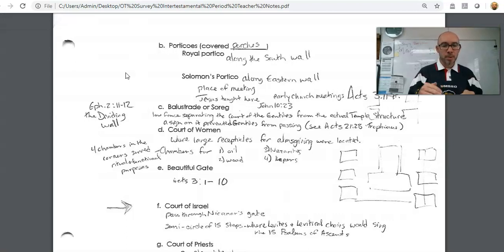There's a low fence separating the court of the Gentiles, where Gentiles could come and get close, from the actual temple structure where Jews could go in and bring sacrifices and their tithes and offerings and all that kind of stuff. So the sign preventing Gentiles from passing, this is the accusation against Paul in Acts 21. They say that he brought a Gentile into the temple. Well, Gentiles could go into the temple, but only so far. He's saying that Paul snuck Trophimus, a guy from, I think, Ephesus, into the temple complex through the gate. And he hadn't done that at all. But they saw him in the city with the guy, and so they just jumped to conclusions.